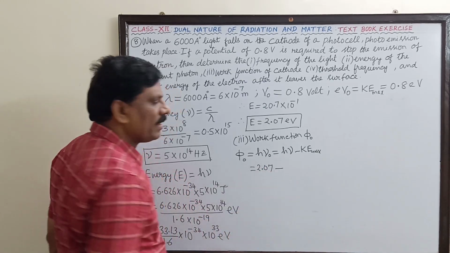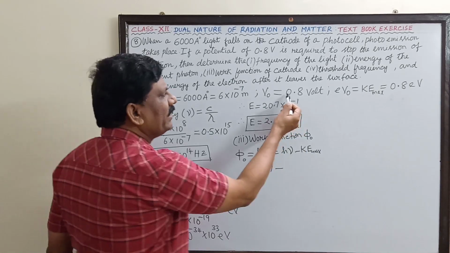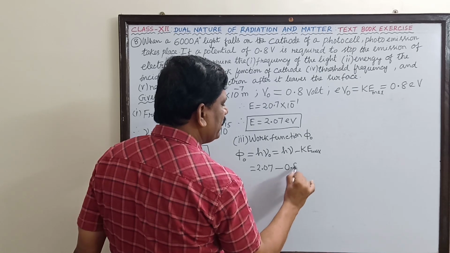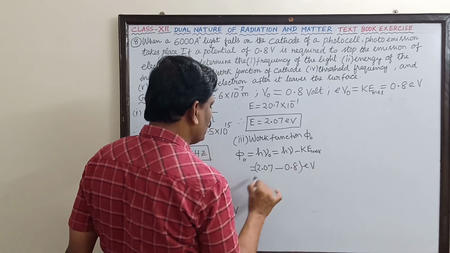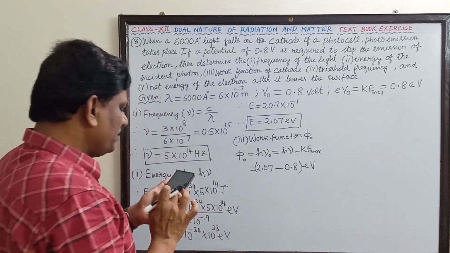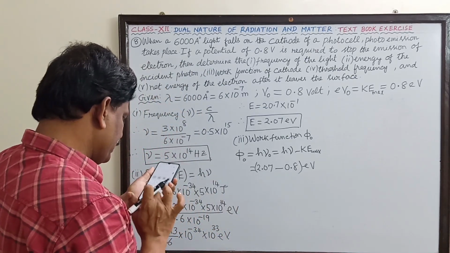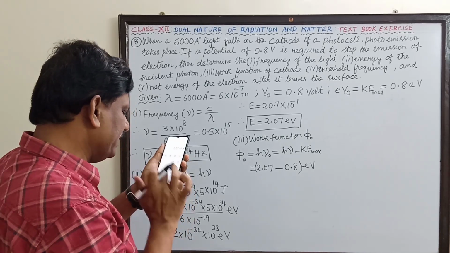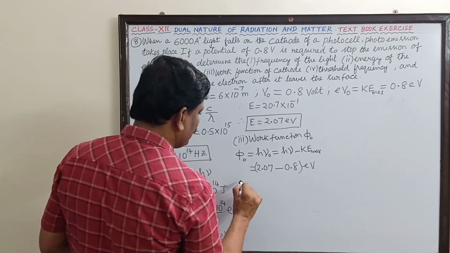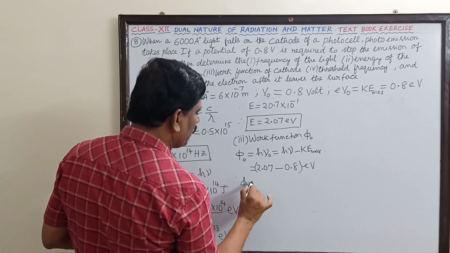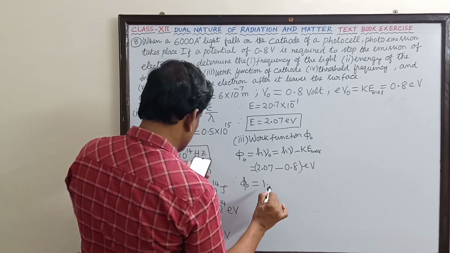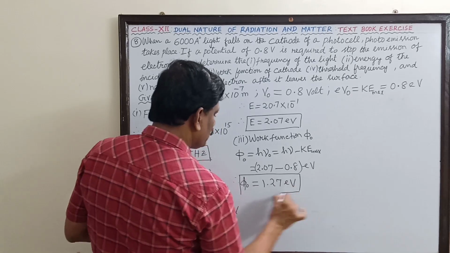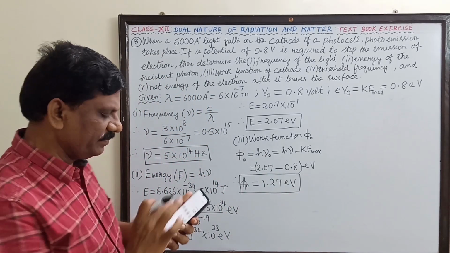So this is 2.07 electron volt minus kinetic energy maximum, already it is given here, 0.8 electron volt. So the answer is in electron volt. So the difference between these two, 2.07 minus 0.8, is equal to 1.27. Therefore, phi naught, the work function, is equal to 1.27 electron volt. So this is the required answer.